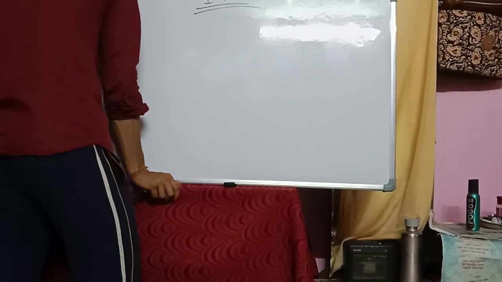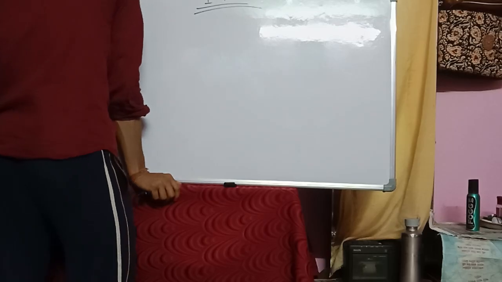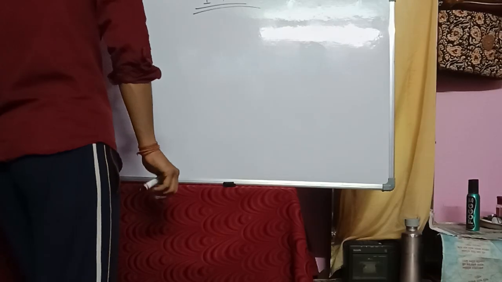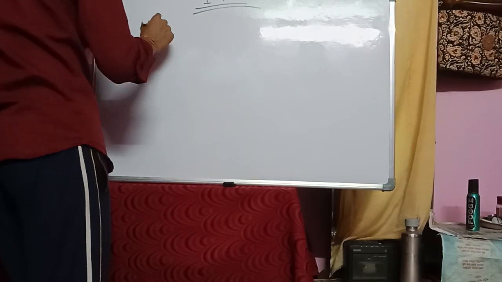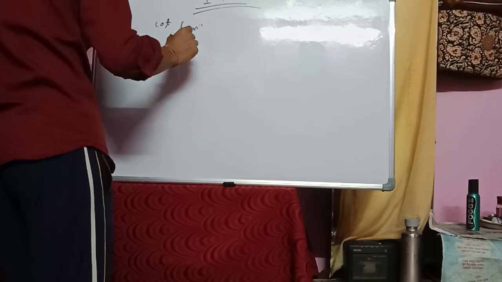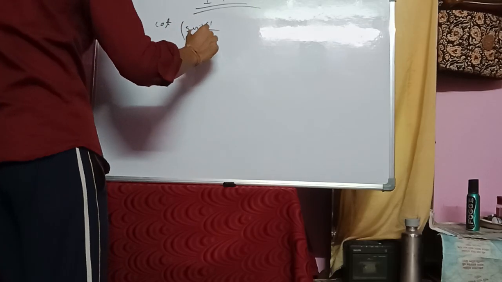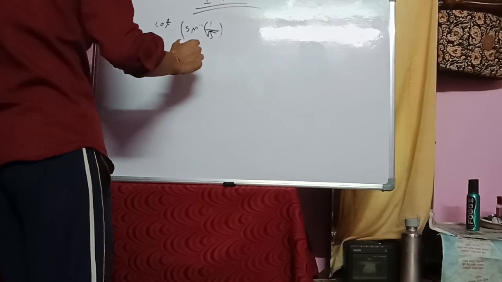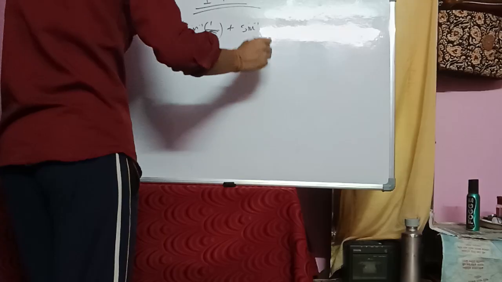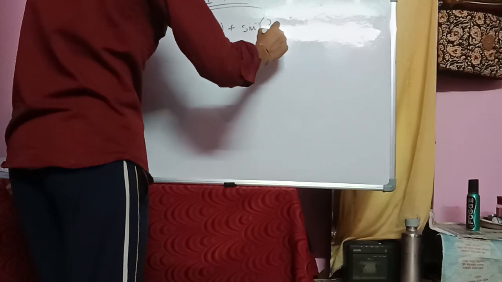What is the next question? Let me find a difficult one. Yeah, let's do this one. It's a cot of sine inverse of 1 over root 5 plus sine inverse of 2 over root 5.